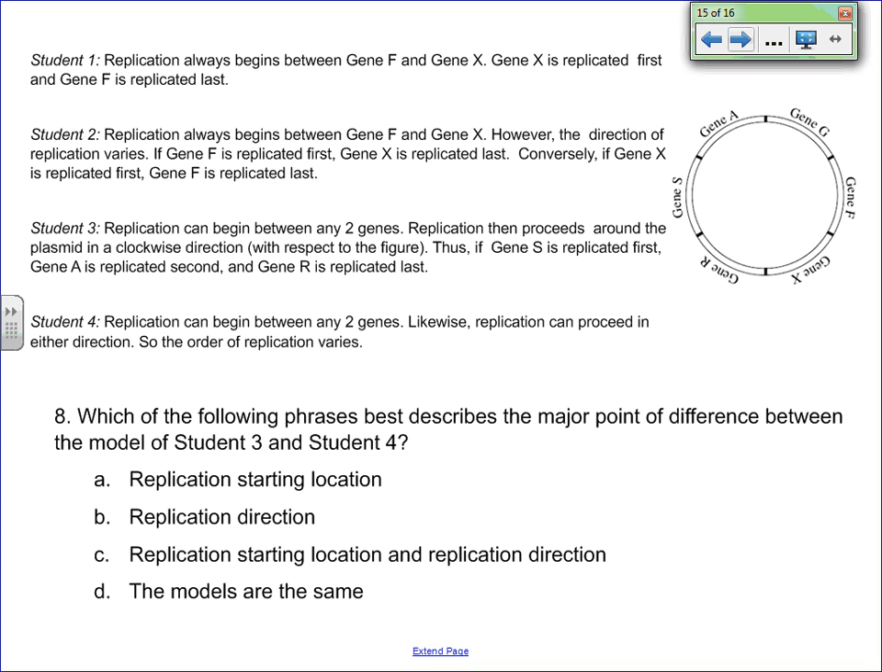Nice. All right. So the answer was the replication direction, which is B. And you'll see that in 3, it has to go clockwise. And here, you'll see that it can proceed in either direction. Everything else is the same. Remember, don't get tripped up with this thus business. All right? This is just an example of what could happen, not what has to happen.